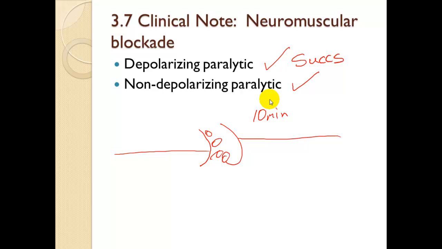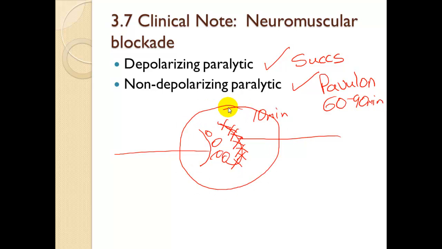We have several non-depolarizing paralytics on the market, and what they do is they bind up the post site, and they are long-acting. The longest acting one that I can think of is Pavulon, and it can knock a person down for 60 to 90 minutes. So, depolarizing versus non-depolarizing paralytic. If you have more questions about these, we will see these whenever we hit pharmacology, but it all is based off of what we're learning right now. So I would really put into my head how these neuromuscular junctions work.